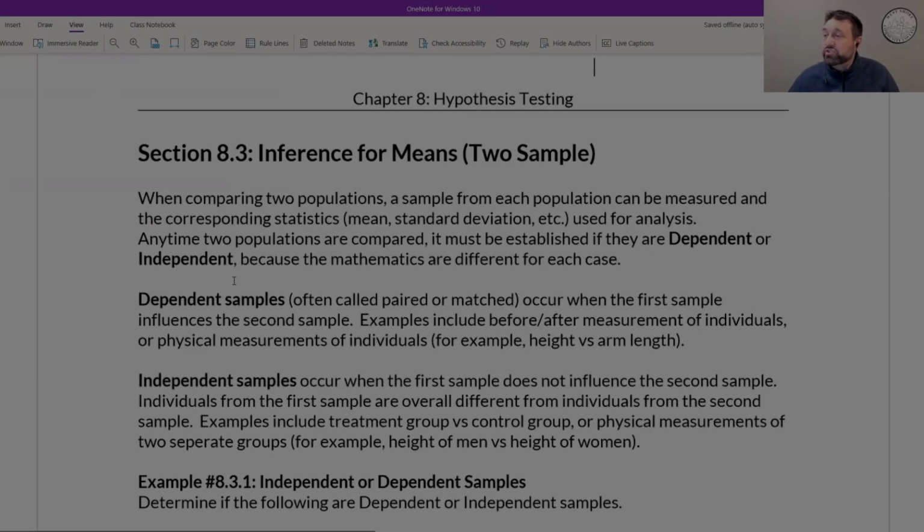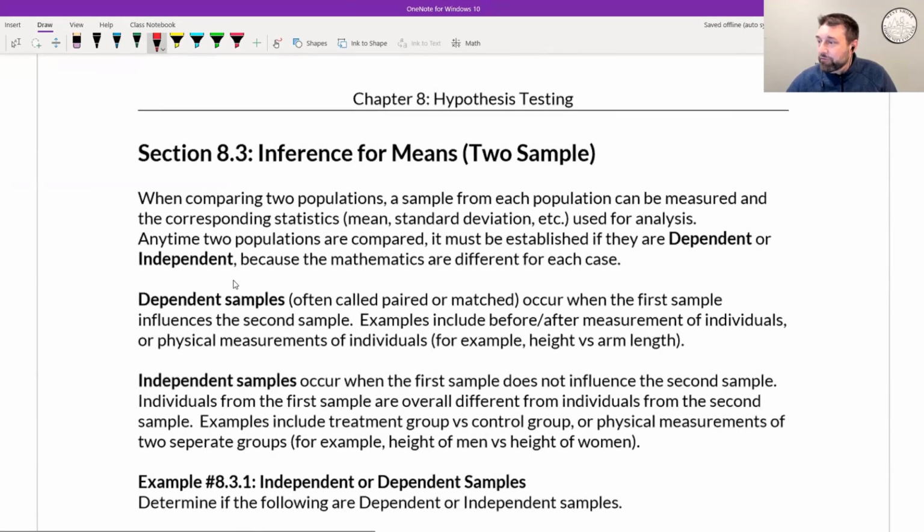8.3, we are still talking about inference. So we're still talking about hypothesis testing. We're still talking about finding a p-value, area under a tail. We are still talking about means. So that means we're going to have a value for a mean, an average. We're going to have standard deviations. But this time we're talking about two samples, or more specifically, the difference between the means of two samples.